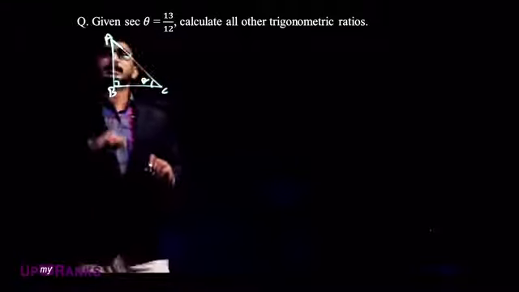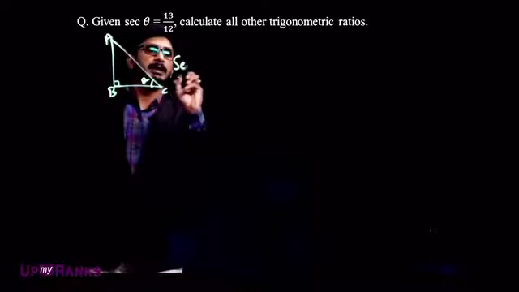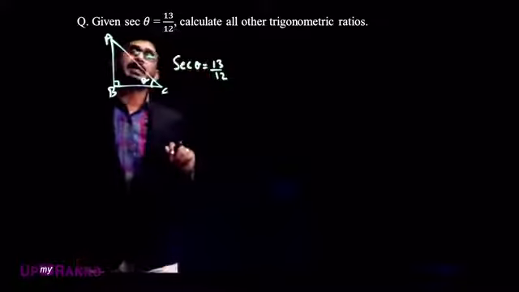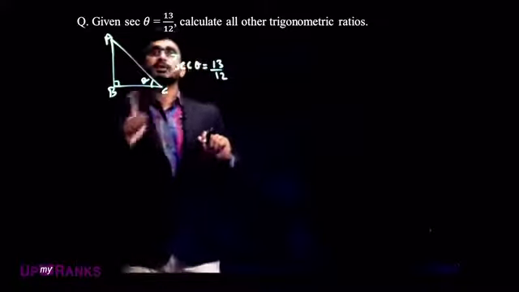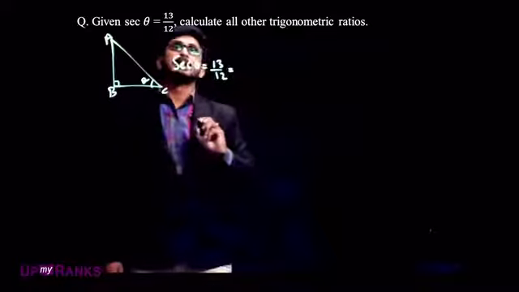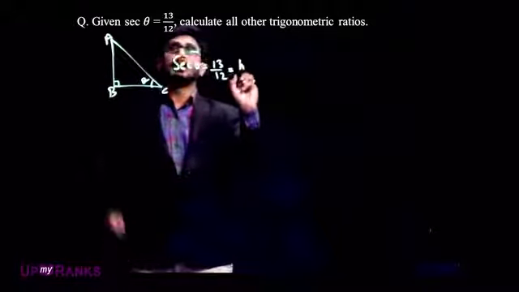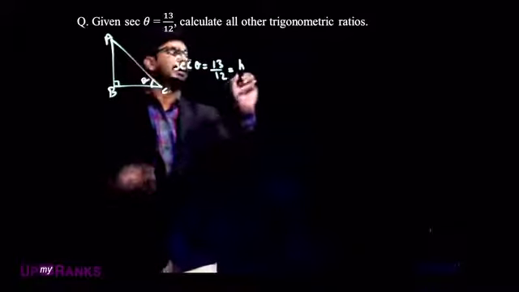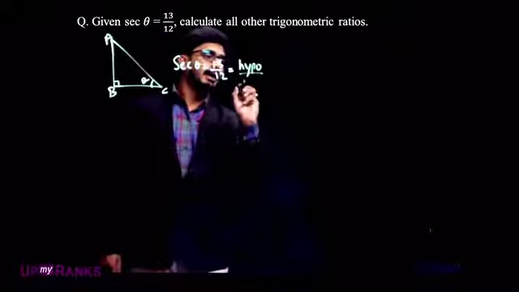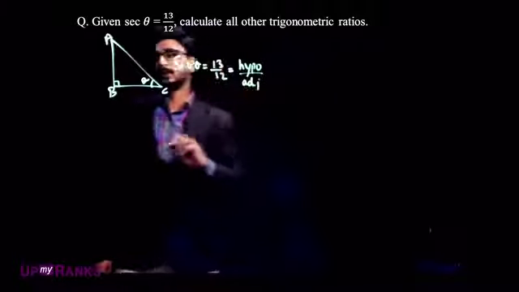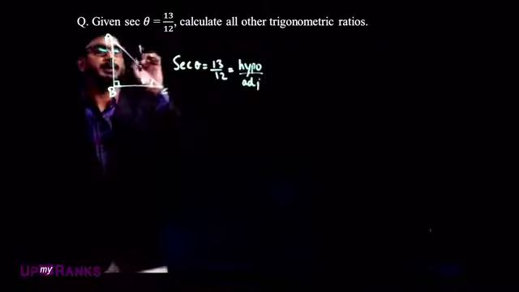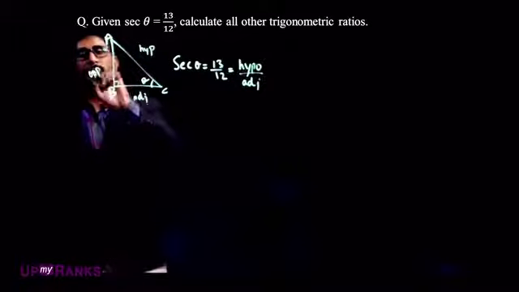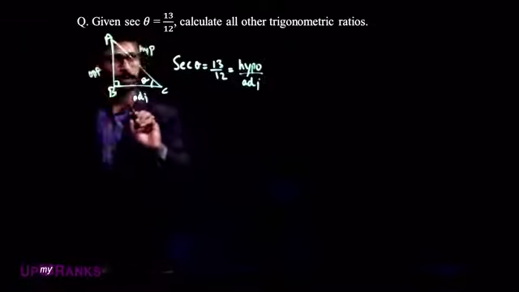If this is theta, what is secant theta? I have secant theta is equal to 13 by 12. What is secant? Secant is the reciprocal of cos. Cos is adjacent by hypotenuse, therefore secant will be hypotenuse by adjacent. This is the hypotenuse, this is the adjacent, and this is the opposite. Therefore I have 13 by 12.